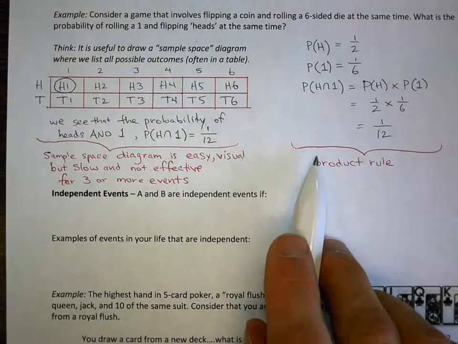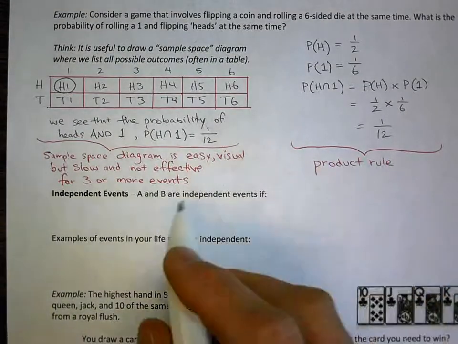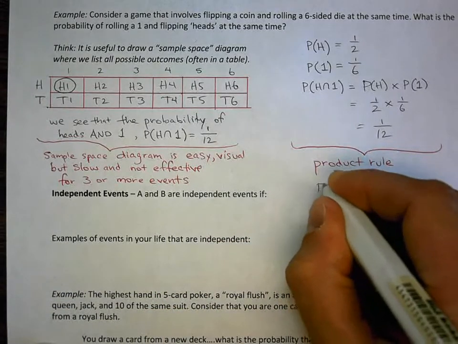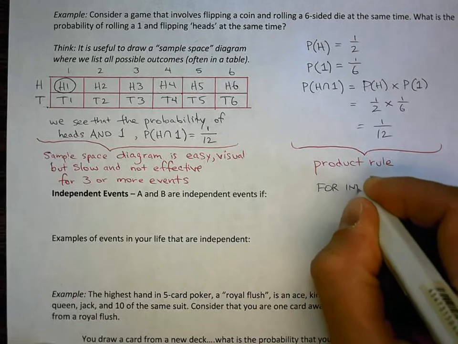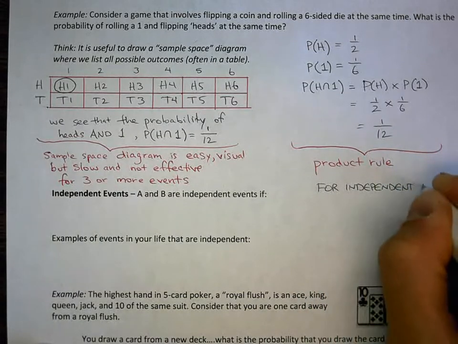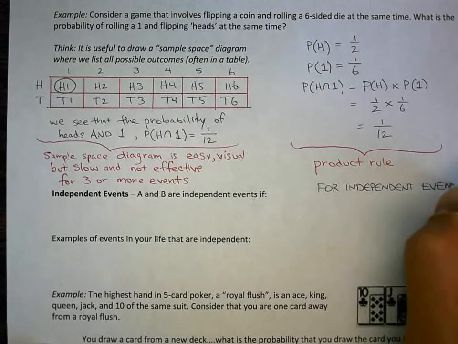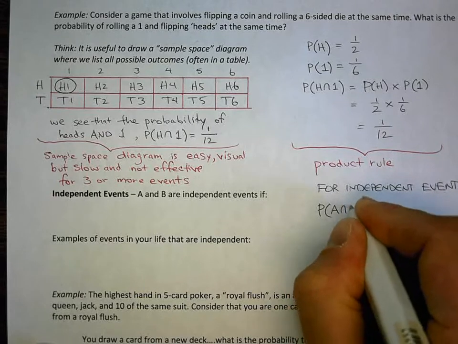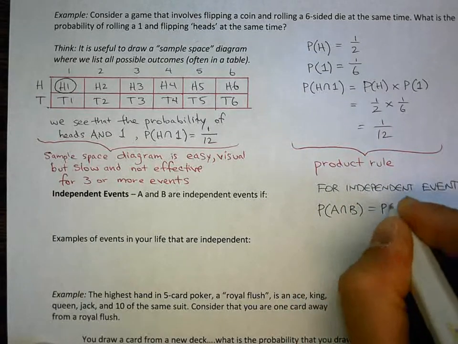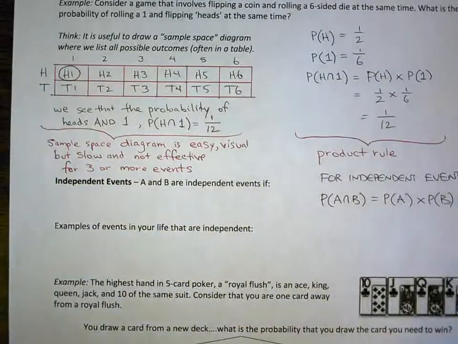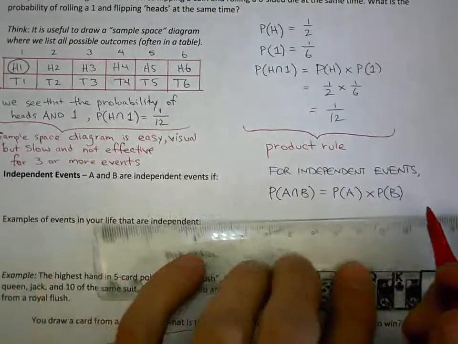So let's define the product rule here for independent events. The probability of A and B is equal to the probability of A times the probability of B. This is my product rule.